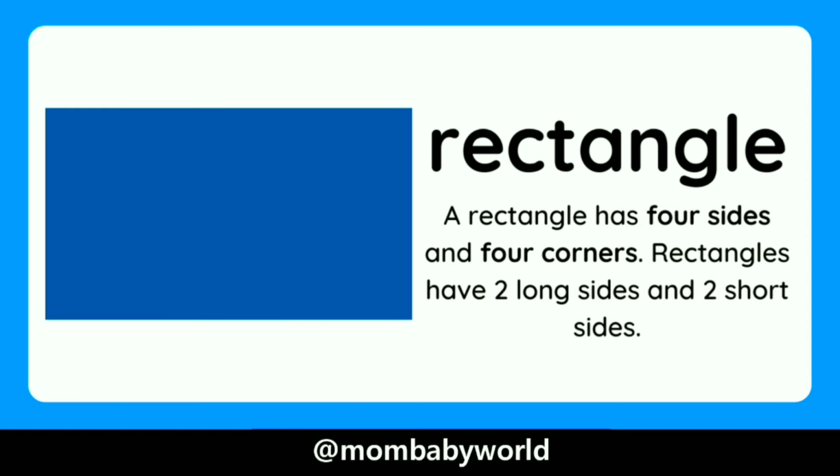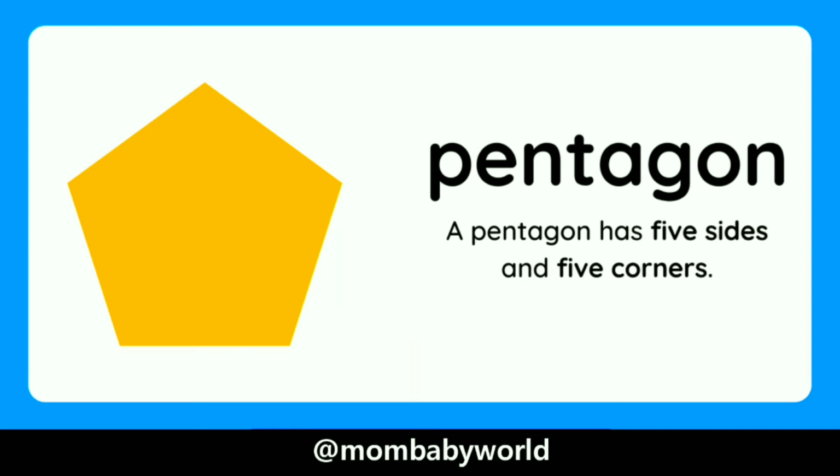Rectangle. A rectangle has 4 sides and 4 corners. Rectangles have 2 long sides and 2 short sides. Pentagon. A pentagon has 5 sides and 5 corners.